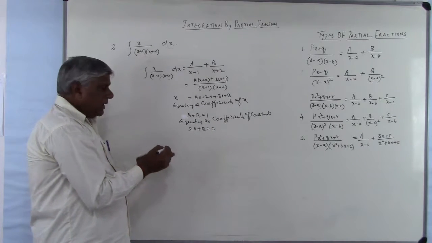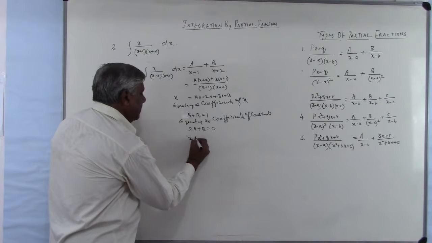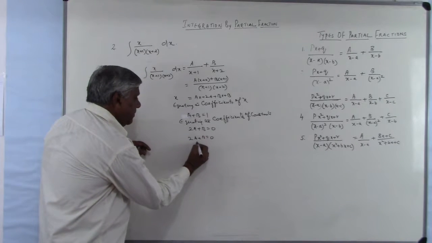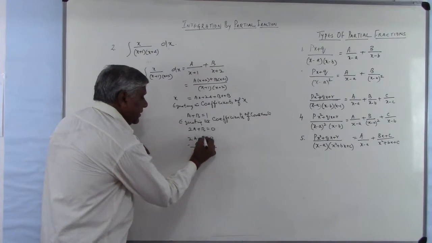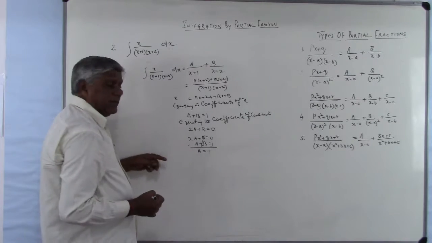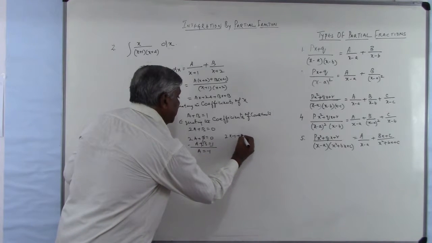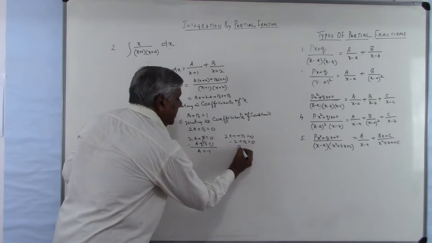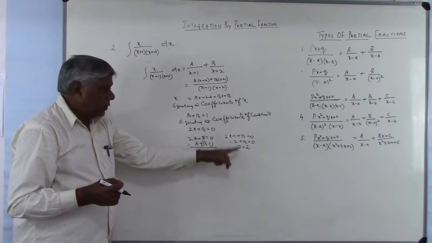Now, solving the problem. I will take 2a plus b is equal to 0, and a plus b is equal to 1. Therefore, subtract. This gets cancelled. a is equal to minus 1. Now 2 into minus 1 plus b is equal to 0, or minus 2 plus b is equal to 0, b is equal to 2. We got a is equal to minus 1, b is equal to 2.